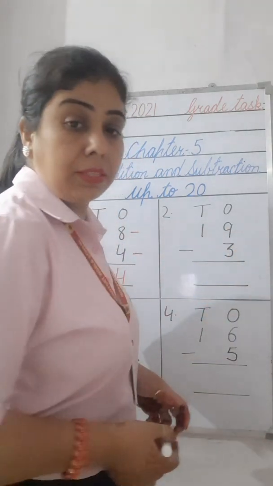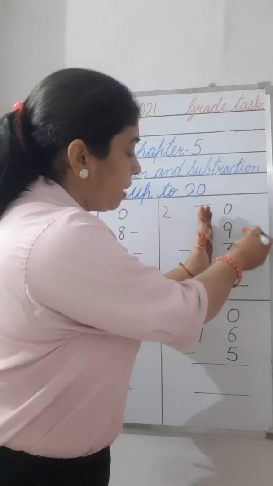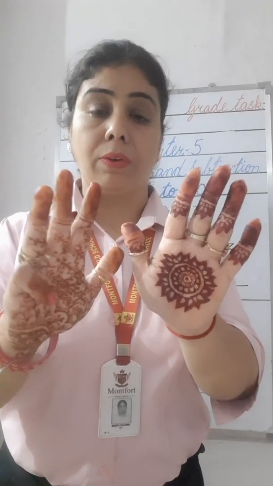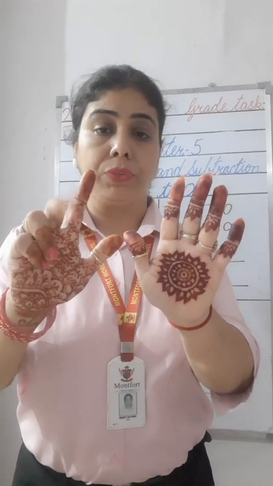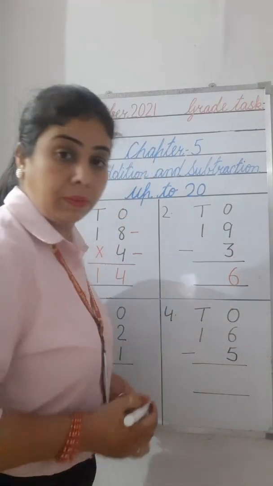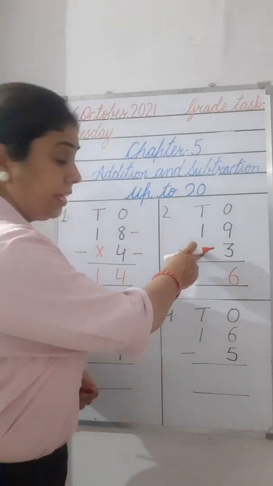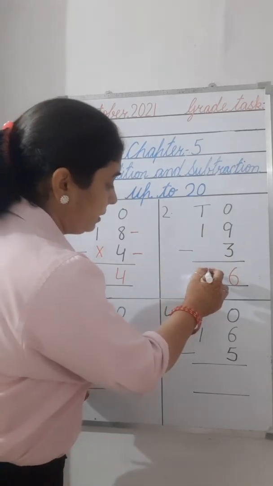19 minus 3. Okay. Now again, firstly we will do this part. We have to subtract 3 out of 9. Then again do on your fingers. 1, 2, 3, 4, 5, 6, 7, 8, 9. Okay. Now close 3 fingers. 1, 2, 3. How many are left? 1, 2, 3, 4, 5, 6. Okay. 6 are left. So here we will write 6. Now again nothing is there here on tens place. So this one we will write here same.